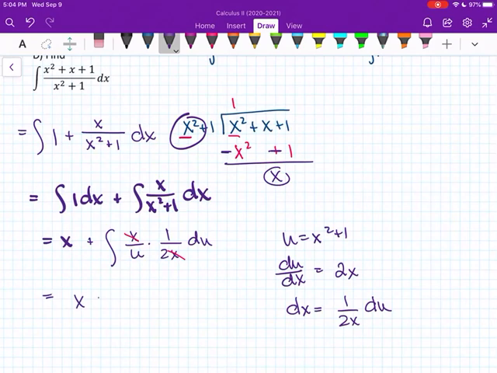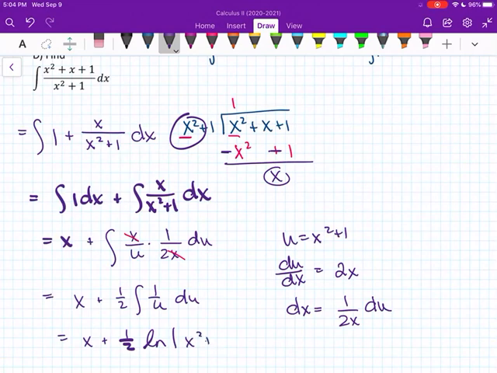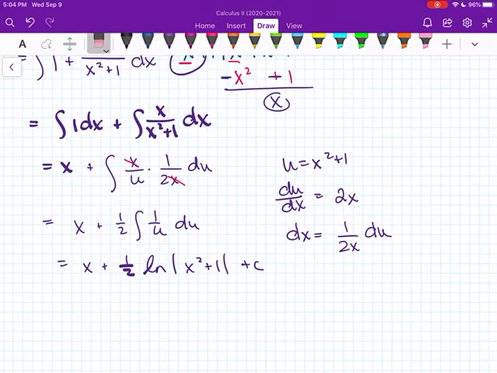So now I get x plus 1/2 times the integral of 1 over u du, or x plus 1/2 times the natural log of the absolute value of x squared plus 1 plus c. Oh, I actually don't need the absolute value bars because x squared plus 1 is always positive, so I don't need to emphasize that I have absolute value. So there we go, and that's our answer for that one.